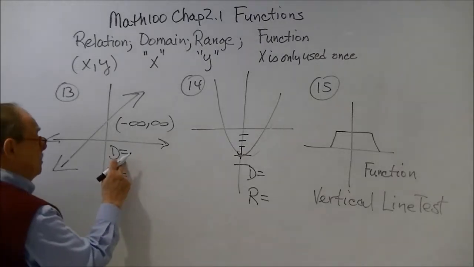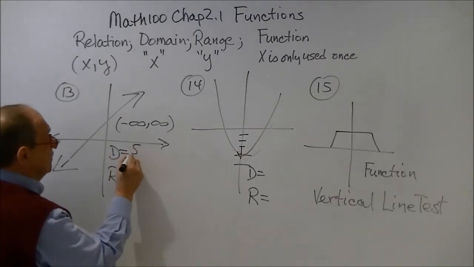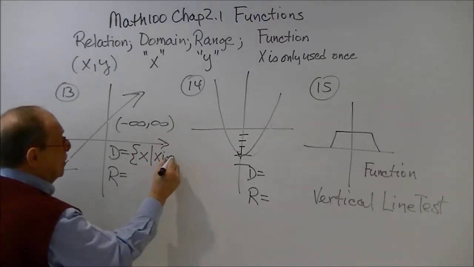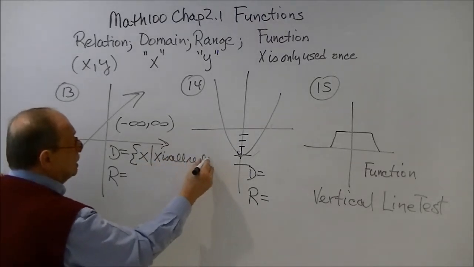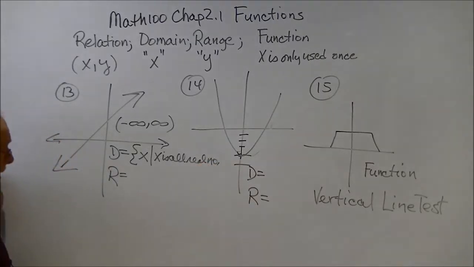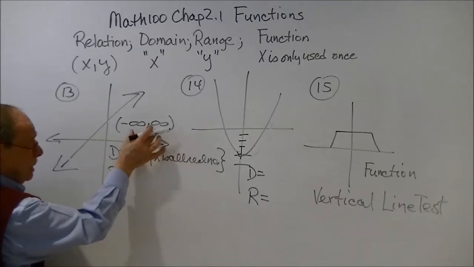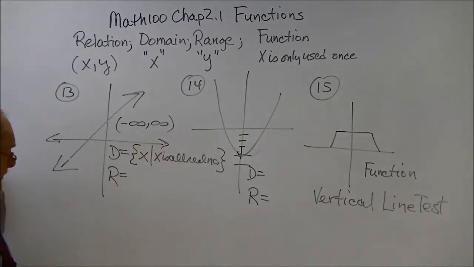So, in set builder notation, we say that x is such that x is all real numbers. And in set builder notation, it was like this. Interval notation is like that.